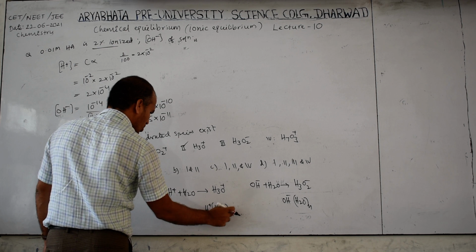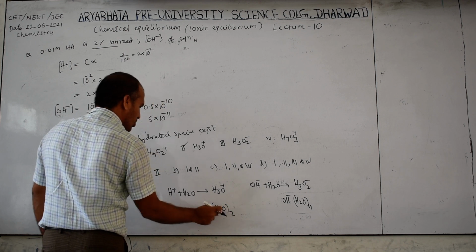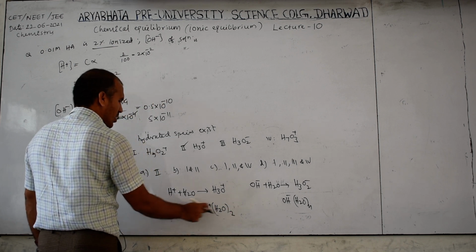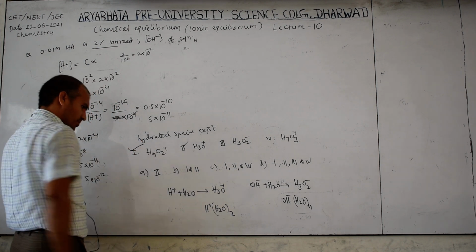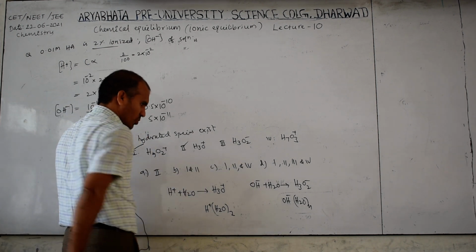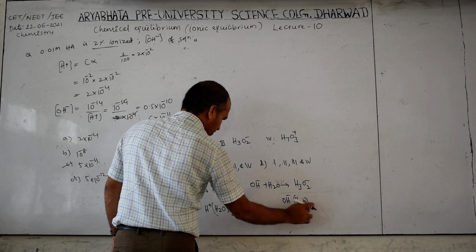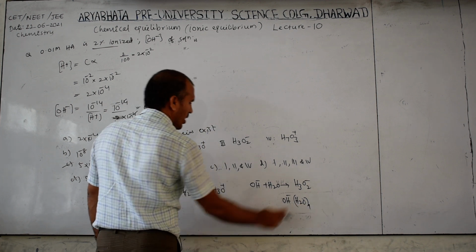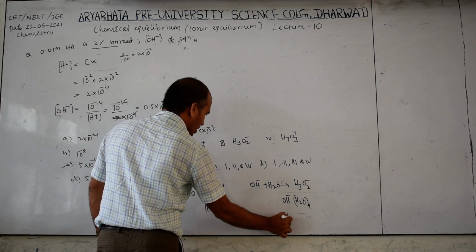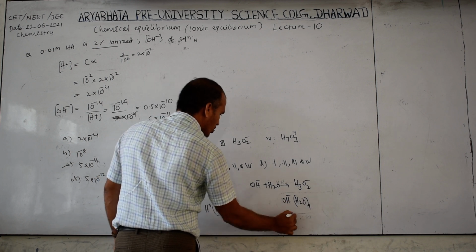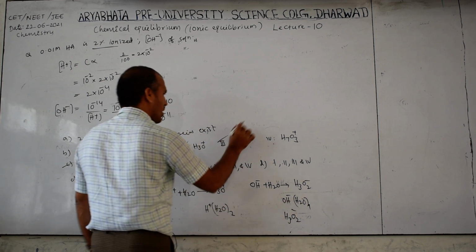If n equals 2, then I will write 2 into 2, 4, plus 1, 5 hydrogens, and 2 oxygens, this also exists. Then H3O minus: if here 1, then how many hydrogens? 2 plus 1, 3 hydrogens, oxygens are 2, minus, this also exists.